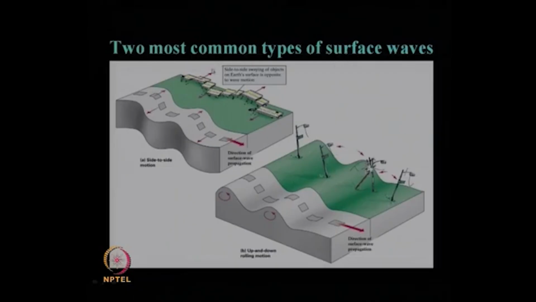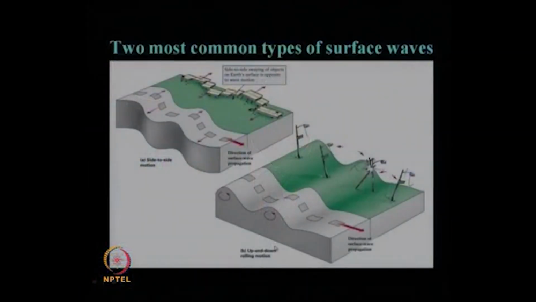For the surface wave, we have seen two most common behaviors. One is side to side motion like this, and another one is up and down rolling motion like this. These two waves we have identified as Love wave type surface wave, and this as Rayleigh type surface wave.